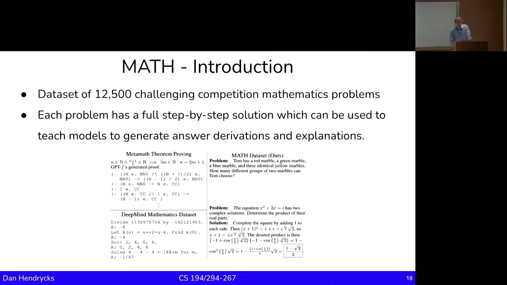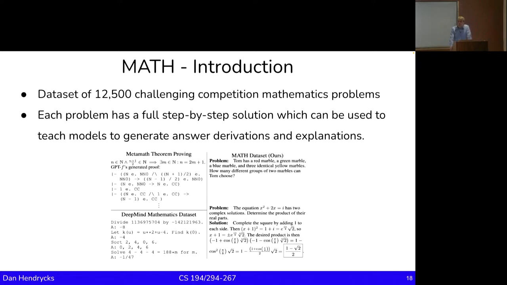So what we did after collecting that was maybe we should zoom into mathematics and try to create a better benchmark for that. So here's the math data set. This is 12,500 challenging competition mathematics questions.